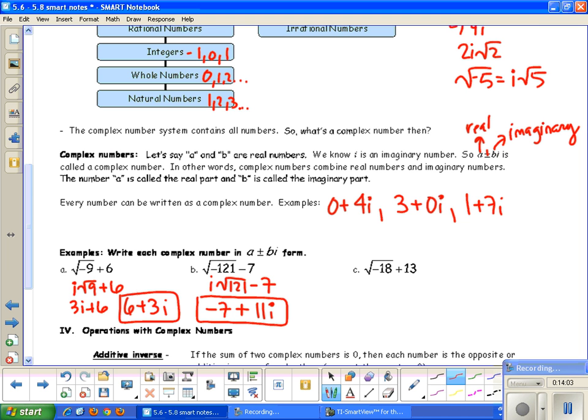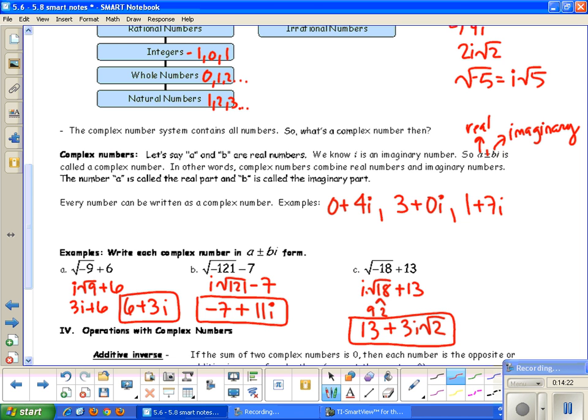If we go to the next one, i root 18 plus 13. The square root of 18, we need to simplify, so that's 9 times 2. So when we do this, we get 13 plus 3i times the square root of 2.